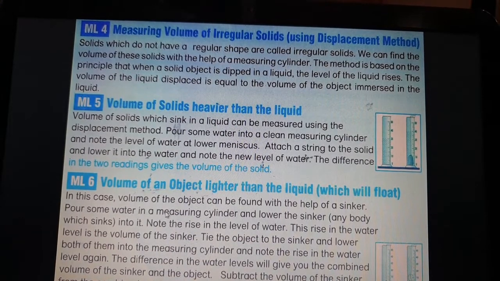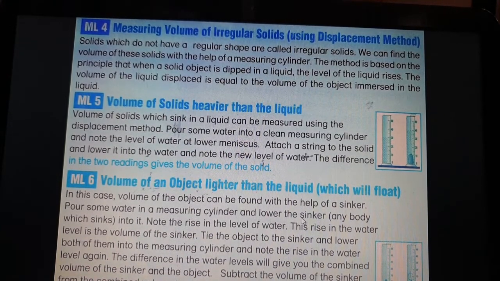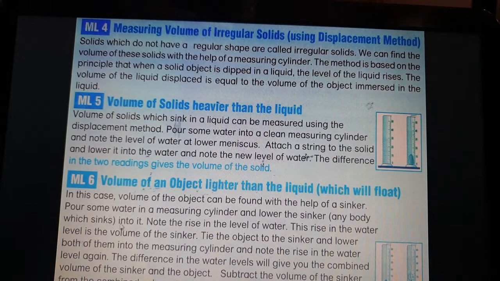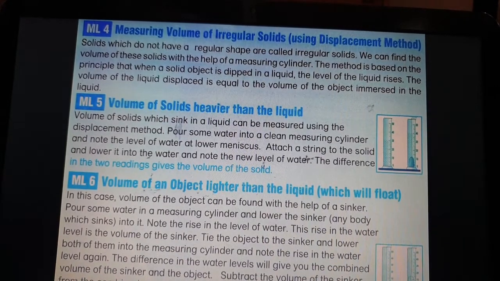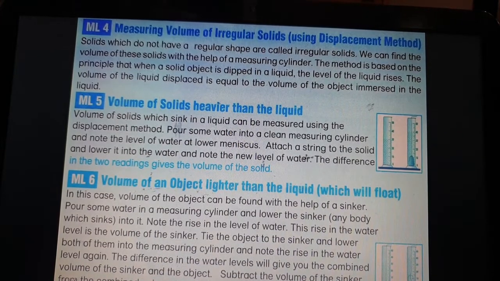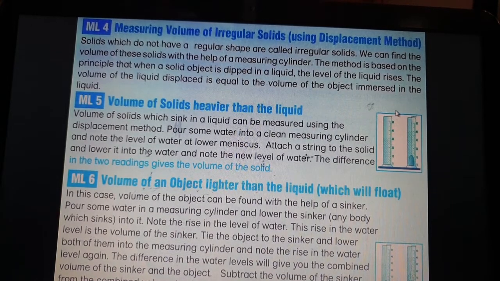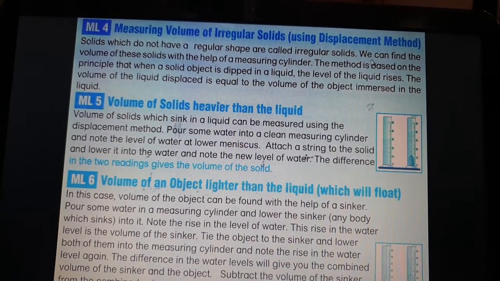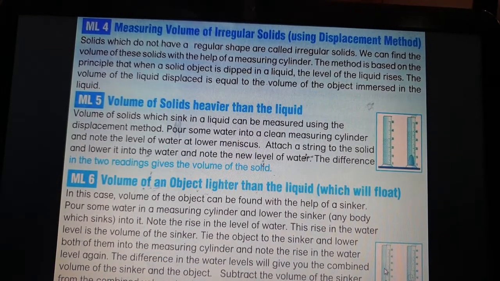In this case, the volume of the object can be found with the help of a sinker. Pour some water in a measuring cylinder and lower the sinker. Anything which sinks, you can make use of, for example a small wood block, which will sink in the water. Such objects you can use, and you can find out the levels. So these are a few of the methods in which you can find out the volume of the given objects.